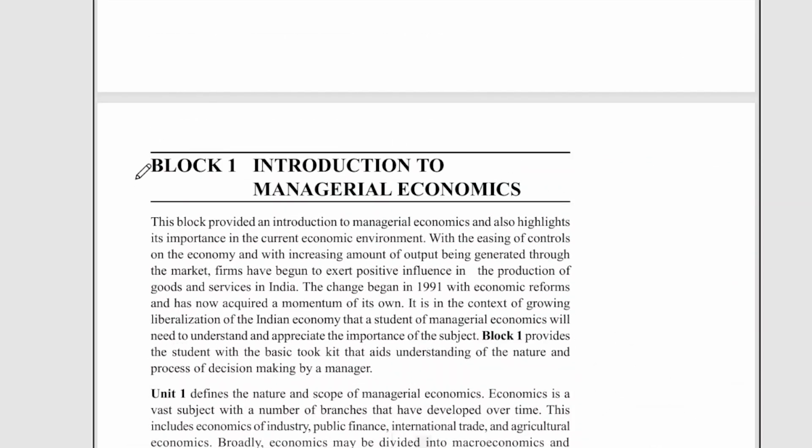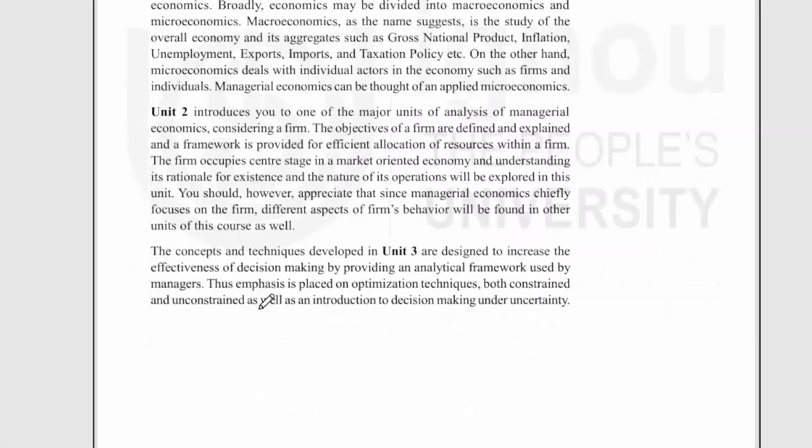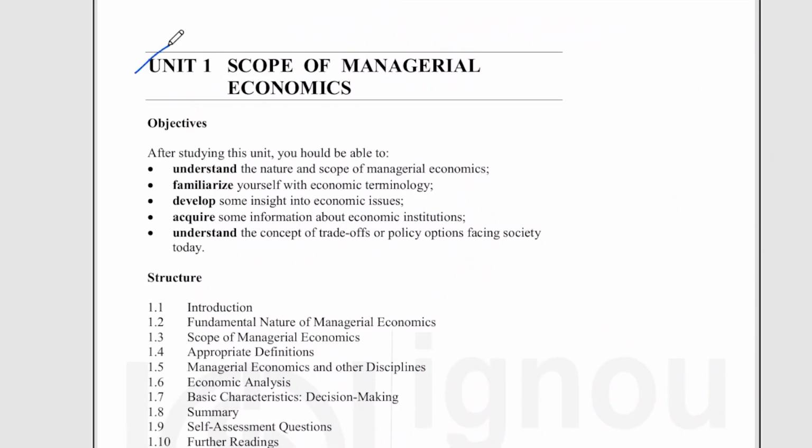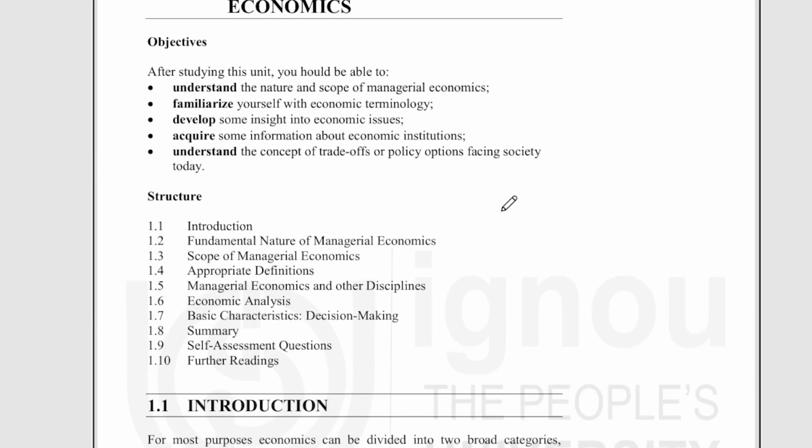And this is the Introduction to Managerial Economics, block 1. You can read it from your IGNOU study materials, what all this subject is based on. Okay, so unit 1 is Scope of Managerial Economics. The objectives of this chapter are to understand the nature and scope of managerial economics, familiarize yourself with economic terminology, develop some insight into economic issues, acquire some information about economic institutions, and understand the concept of trade-off or policy options facing society today. So, these are the objectives.